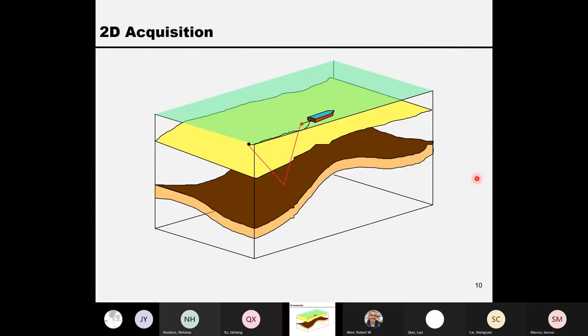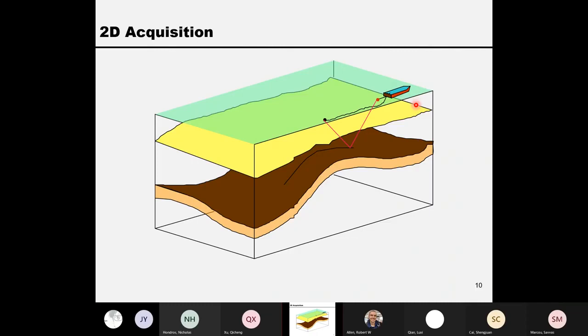Right, just to give you a very simple illustration here. There's a shot here. Receivers here, as the spread moves forward, you can see the subsurface reflection points move, right? The source receiver distance, the source receiver offsets, are constant. If the source receiver offset is constant, the subsurface reflection point actually varies, right? Follow this line.